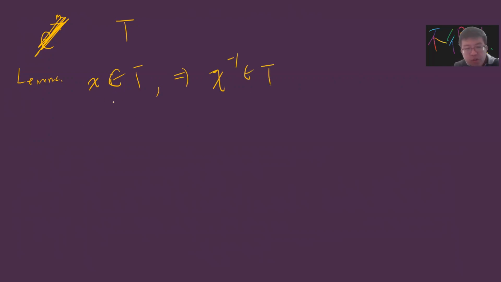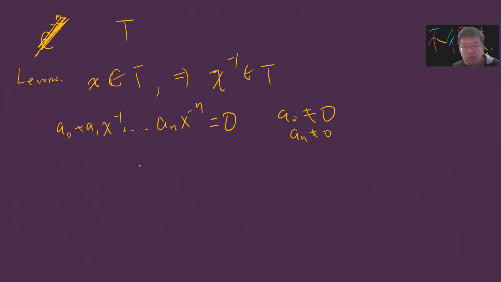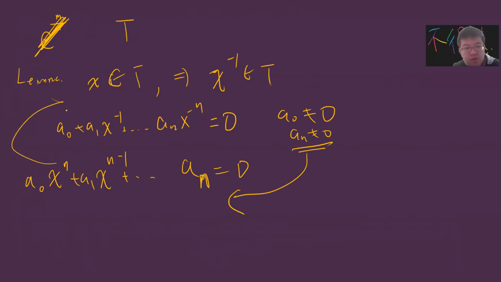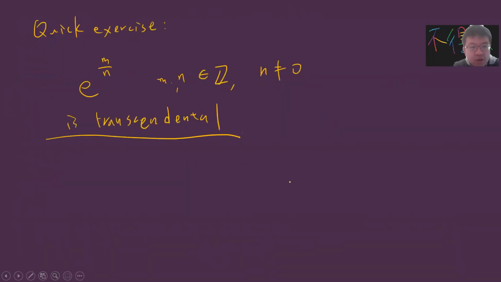Okay, so this is very easy, right? Suppose x inverse is not transcendental, then I can find a0 plus a1 x inverse up to an x inverse to the n equal to 0, and a0 is non-zero. Then I can flip everything, right? And an is also non-zero, since we can take the smallest one. I flip it, so I get this, and this will violate that x is transcendental. So I only need to assume that m divided by n is greater than 0.